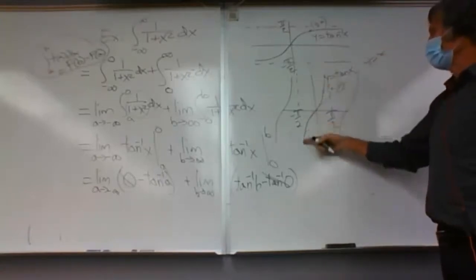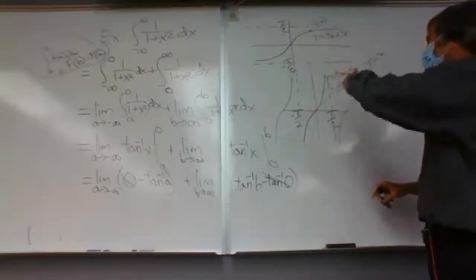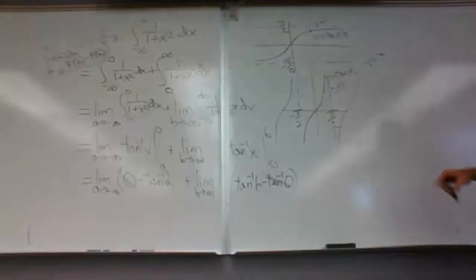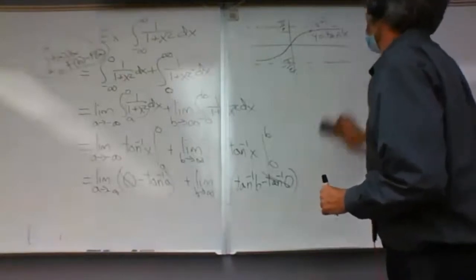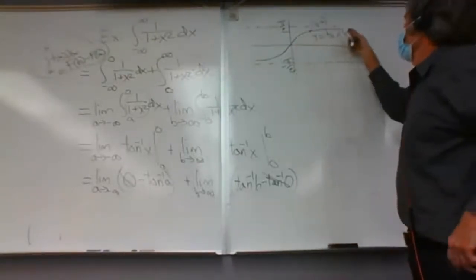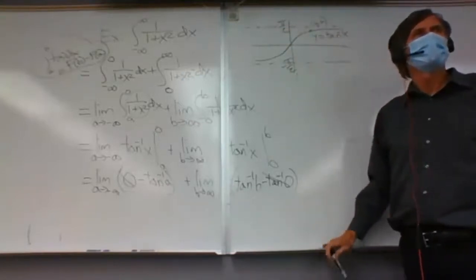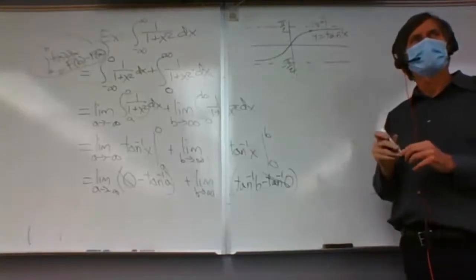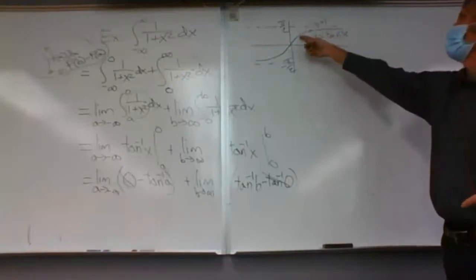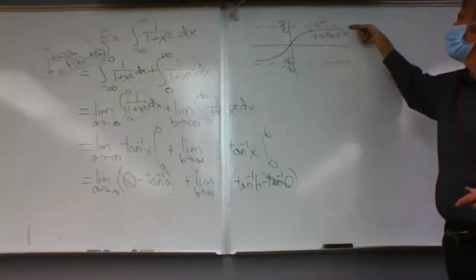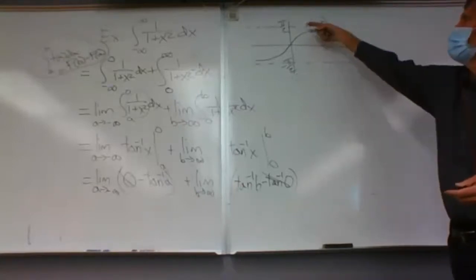If tangent has asymptotes plus or minus pi over 2, so does arctangent: y equals plus or minus pi over 2, because you switch the axes. That's the inverse function. Now, here's something they didn't teach you in algebra and trigonometry. What does it mean that y equals arctangent x has an asymptote at pi over 2? The asymptote means that the limit of the function is that number.